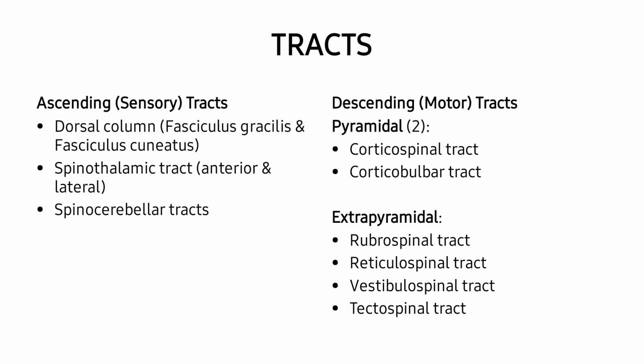Okay, so we said there are two main types of tracts. There is the ascending and the descending. So in the ascending tracts, we have three major tracts. We have the dorsal column, also known as the DCML, the dorsal column lemniscus, medial lemniscus, DCML. Then in the dorsal column, that's where we find the fasciculus gracilis and fasciculus cuneatus. So we'll dive deeper into explaining these things.